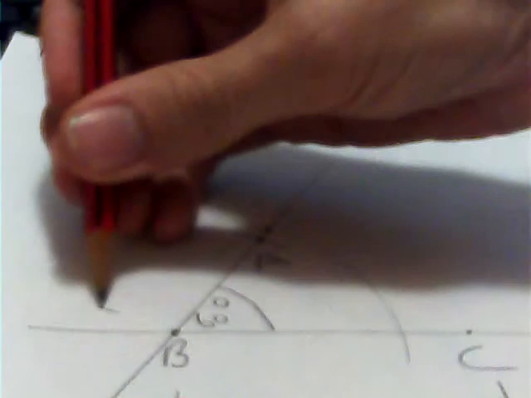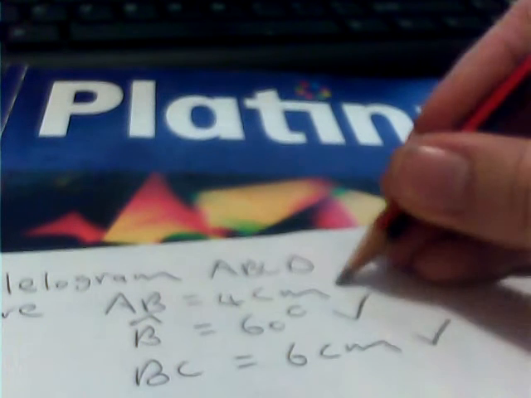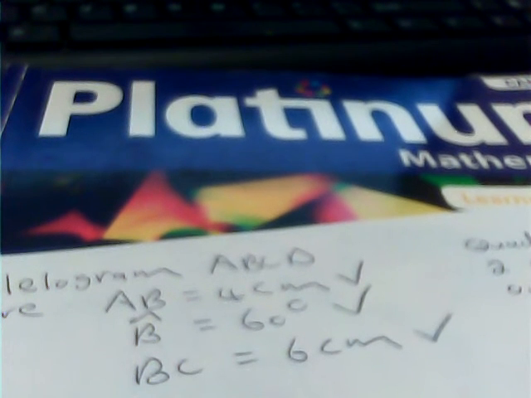Where this arc meets the line through B, I'm going to plot a point. That point we are going to call A. So now we know that the length of BA is in fact 4 cm. That is exactly what was required of us. So we can mark that condition off as completed.